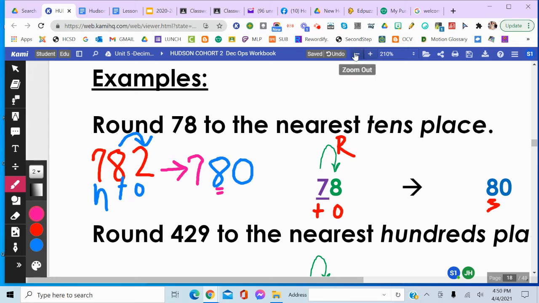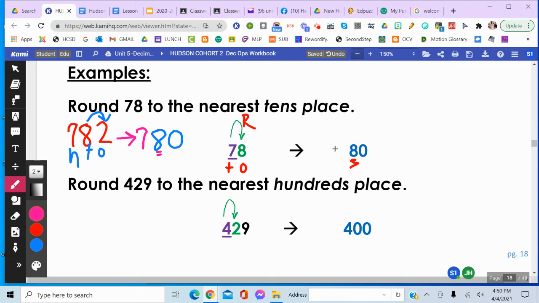All right, the next one, 429 to the nearest hundreds place. So again, we've got hundreds, tens, ones. 4 is going to look to that 2. That 2 says, hey, 4, stay who you are. So it's going to stay. And then everything to the right of that becomes a 0. So 429 rounded to the hundreds place is 400.